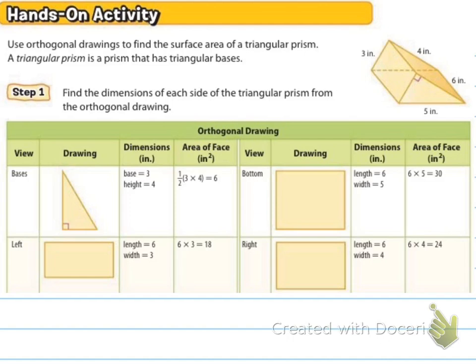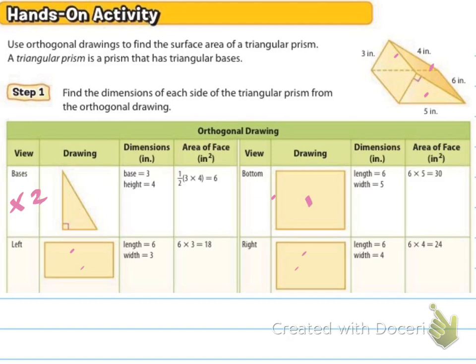Step number 1 is to find the dimensions of each side of the triangular prism from the orthogonal drawing. We've drawn our base. We've got the left, bottom, and right faces of the triangular prism, and those are each rectangles. There are actually two of the bases, so you can put a little ×2 here because those triangles are the same size. The rectangles are not necessarily the same size. It just depends on what that triangle looks like. They're probably not going to be the same, so we're going to have to find these.